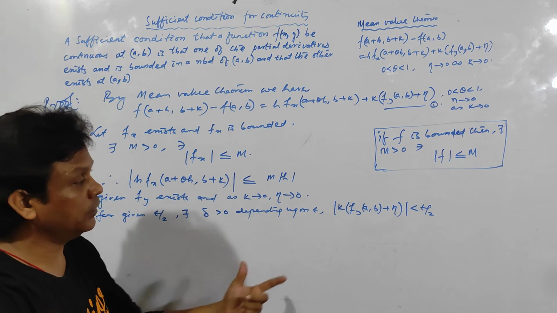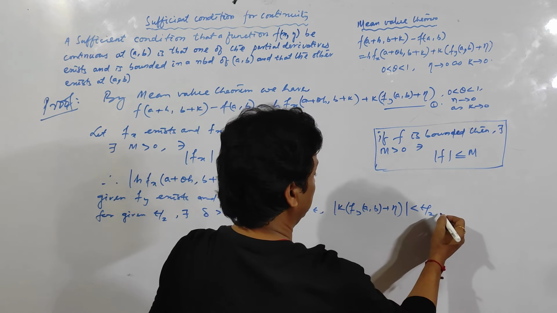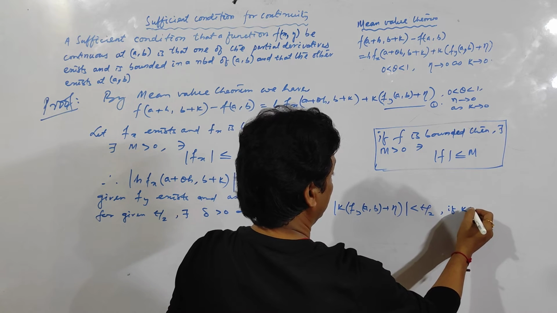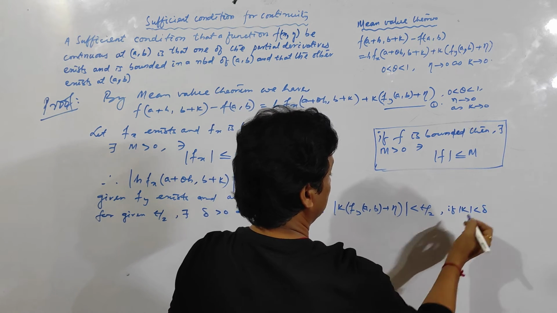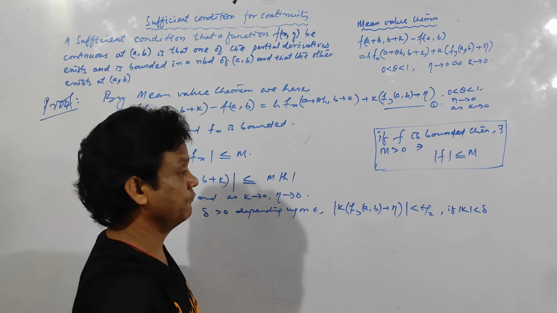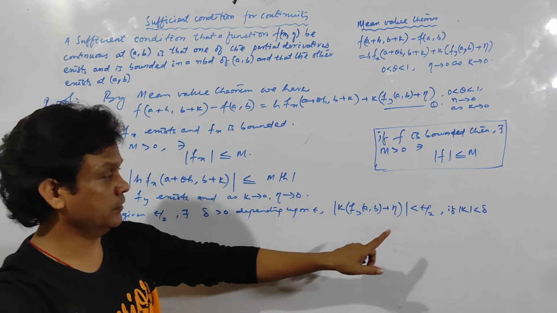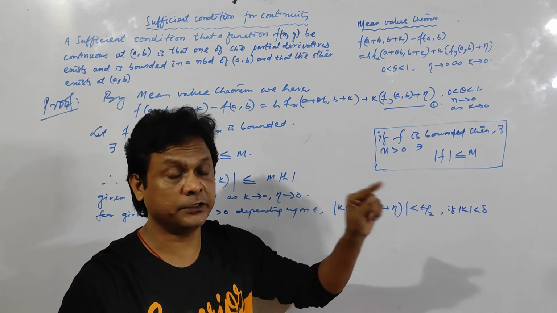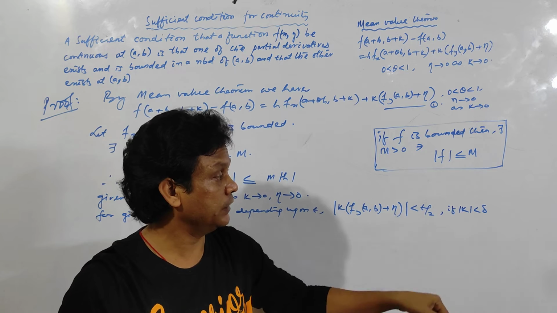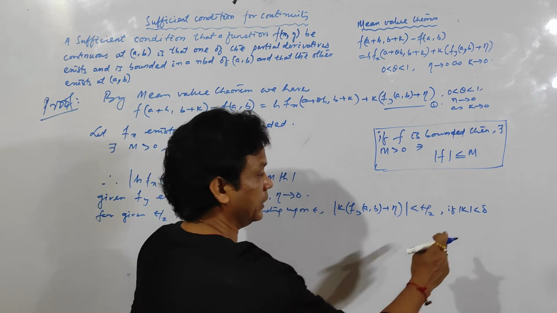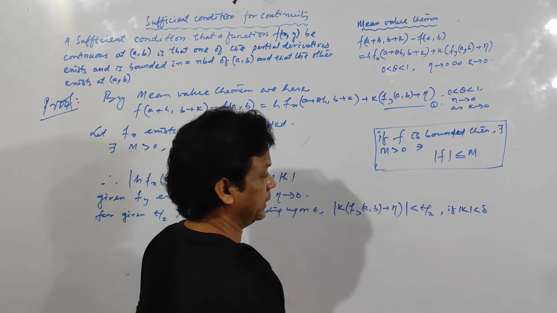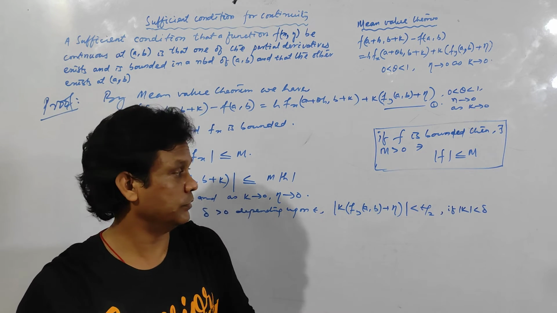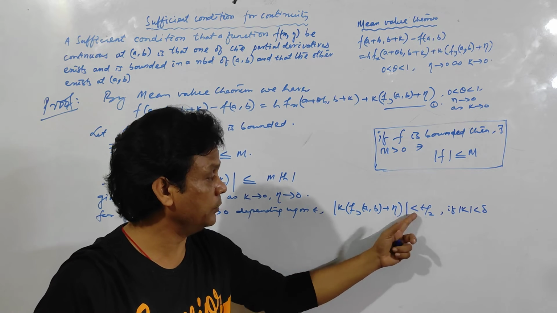Clear? Under which condition is this quantity less than epsilon by 2? If mod k is less than delta, where delta is a very small positive number. That means if the value of k tends to 0, then this quantity will be less than epsilon by 2.